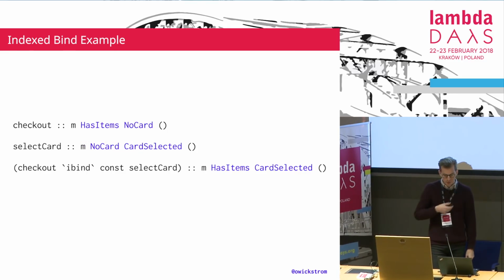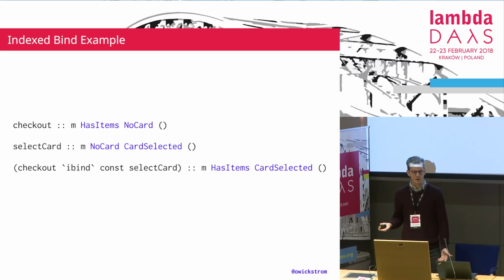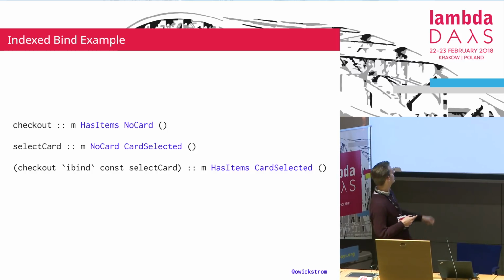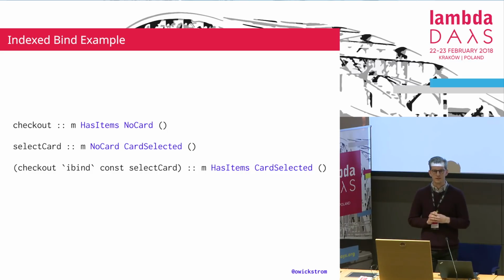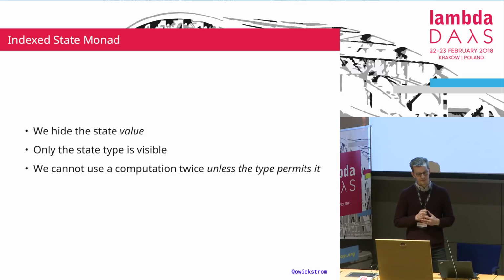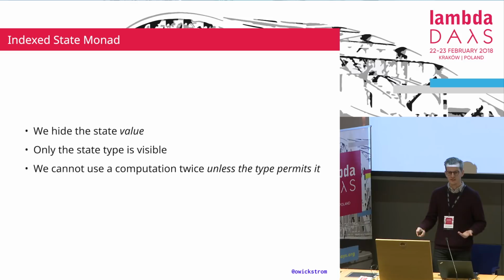As a last concrete example, we will use these two operations from the checkout flow. So we bind them together, and the result transitions all the way from has items to card selected. Okay? We'll take questions afterwards, I think, but keep them in memory if you can. Okay, so using this indexed state monad, we hide the state inside the monad. Only the type of the state is visible. And we cannot use a computation twice unless the type permits it. Okay?